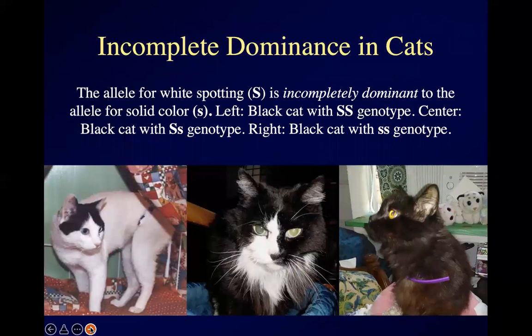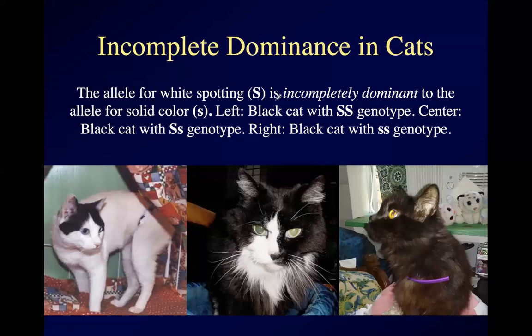In kitty cats, there is an allele for white spotting, and it's incompletely dominant to the allele for solid color. And we can write this as capital S for white spotting and lowercase s for solid color. All three of these cats are basic black cats. They've got at least one copy of that dominant black fur allele, but their color is also affected by the alleles that they've got at the gene for white spotting.